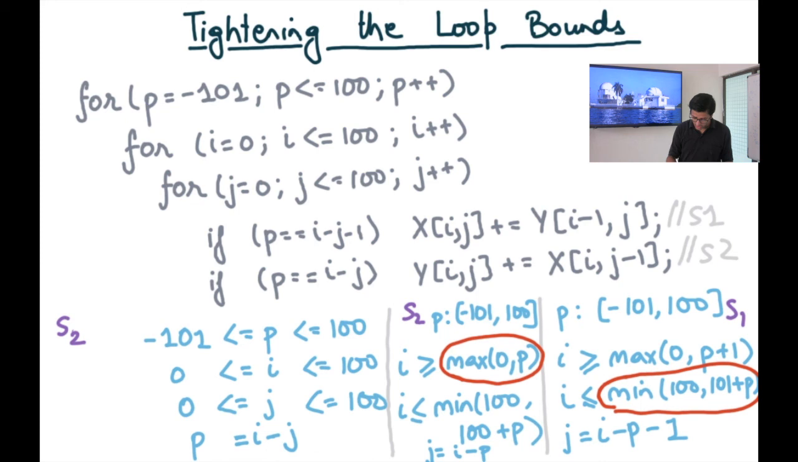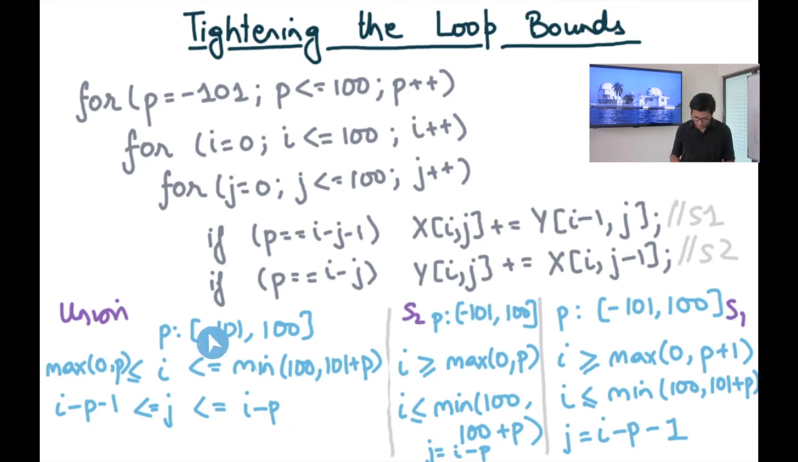Similarly, when I look at J, I say I minus P and I minus P minus 1, which is smaller? Clearly, I minus P minus 1 is smaller than I minus P. So this becomes my lower bound for J, and this becomes my upper bound for J. Notice that I can just choose my lower bounds and upper bounds and not worry about correctness, because anyway, all my executions are going to be predicated. So even if I take a loose upper bound or a loose lower bound, it doesn't change the correctness of my program. It only changes the performance of my program.